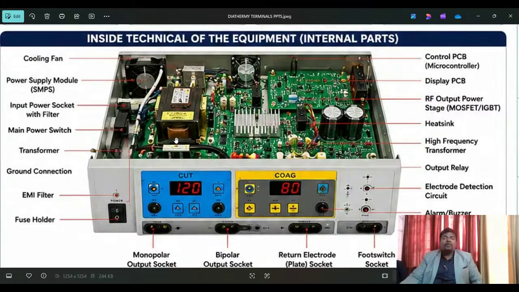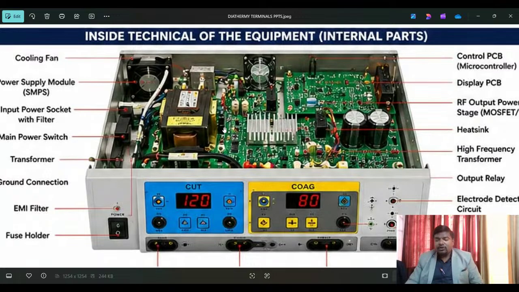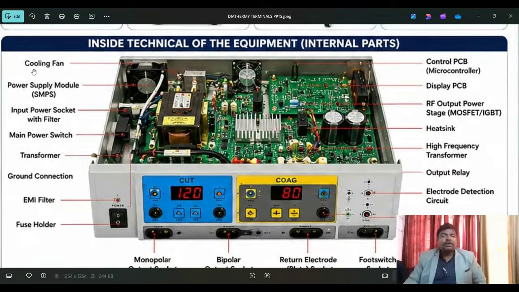So now I'm going to read which are the labeled parts. Okay, first of all we start here. See here, I'm going to show you. I think you got it clear. Okay, first we will go. This is the cooling fan. See, cooling fan. So its name is cooling fan.